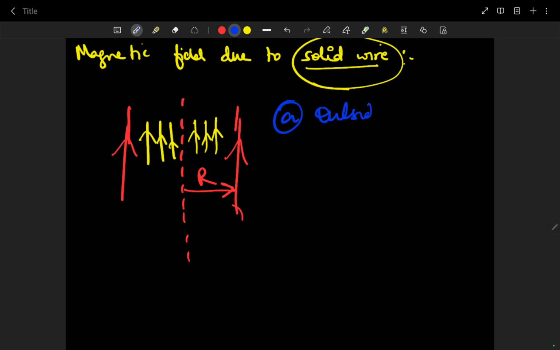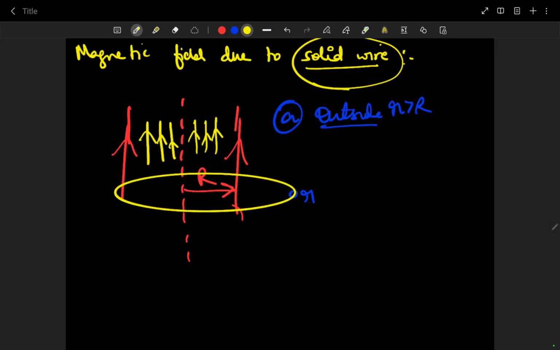So outside the wire, let us understand. So that would be r greater than R, right? So if I consider r point over here, what will happen? You will have to eventually consider an ampere loop. So when you consider this ampere loop at that point of time, what will happen? You will end up getting the same what you have got before this as well, that is mu naught I by 2 pi r.